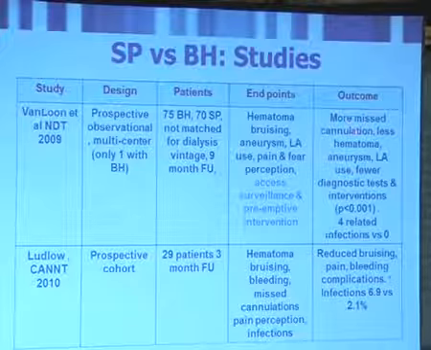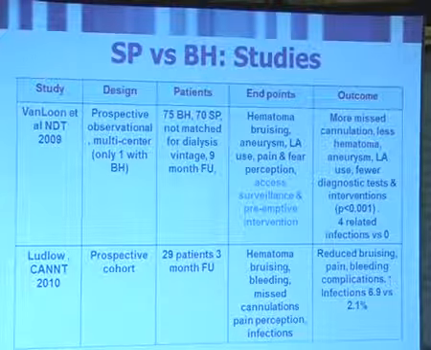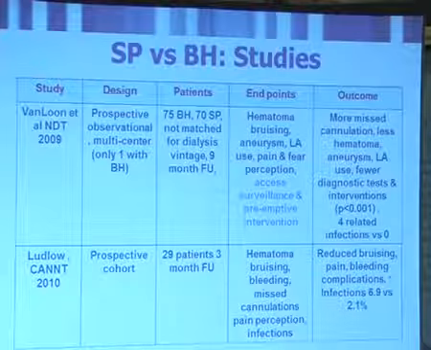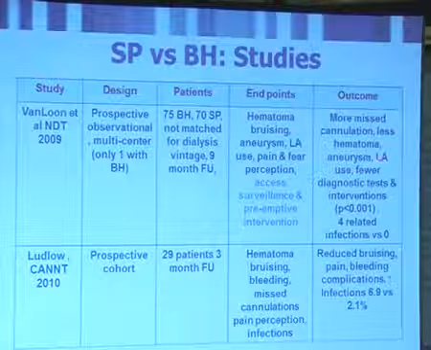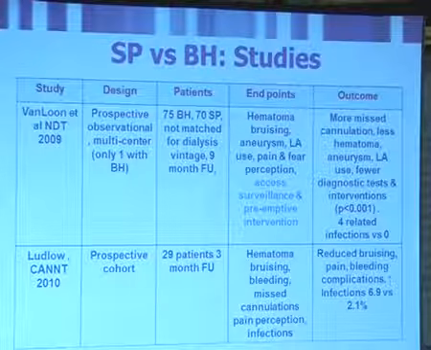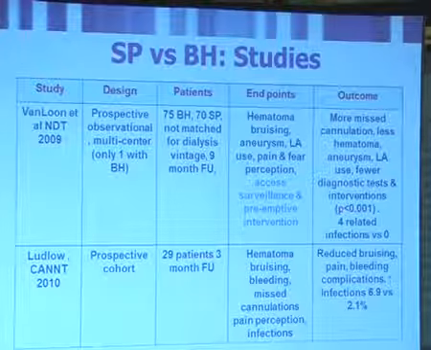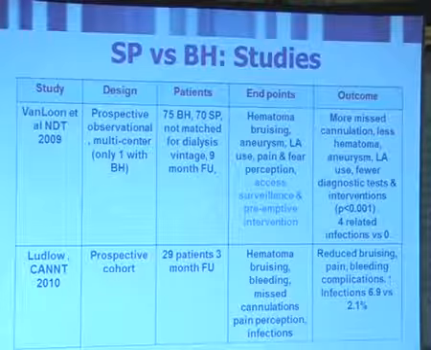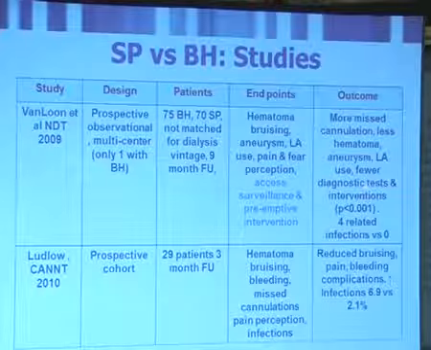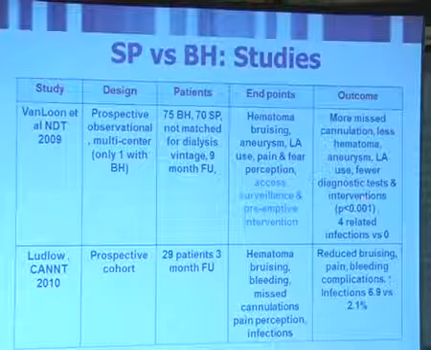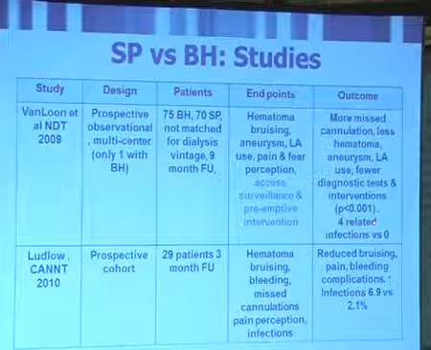Surprisingly, they found more missed cannulations in the buttonhole technique. However, there was significantly less hematoma formation, significantly less aneurysm formation, lower use of local anesthesia for cannulation, and importantly, there were fewer diagnostic tests and interventions in patients who were on buttonhole technique. This was approximately a 25% reduction in the use of diagnostic tests and interventions in the buttonhole technique, which was quite significant. However, the patients with buttonhole technique had more infections.